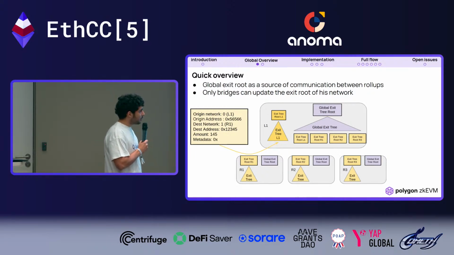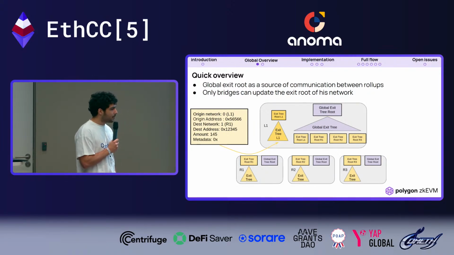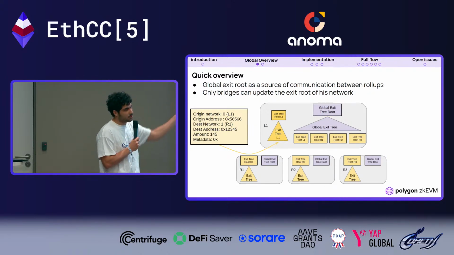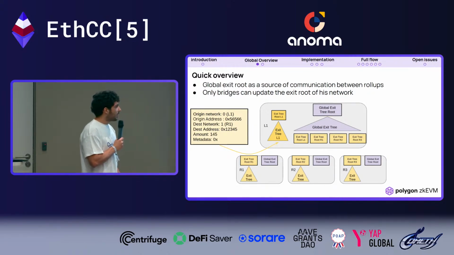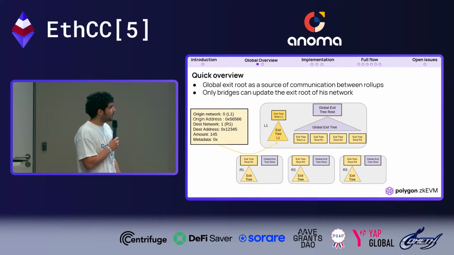So the idea of the approach is that here we have 4 networks: you see mainnet, that is layer 1, rollup 1, rollup 2, rollup 3. Every network will have an exit tree, which will contain the exit information of this network. With this, I mean that every time a user wants to transfer assets from one network to another, the bridge will add an exit leaf to the exit tree of that network. In the same way, we take all the exit trees of all the networks and we merkleize them into what we call the global exit tree root. So the global exit tree root will be the source of communication of the rollups.